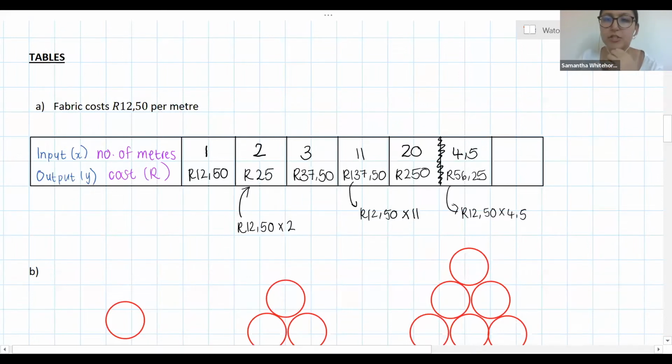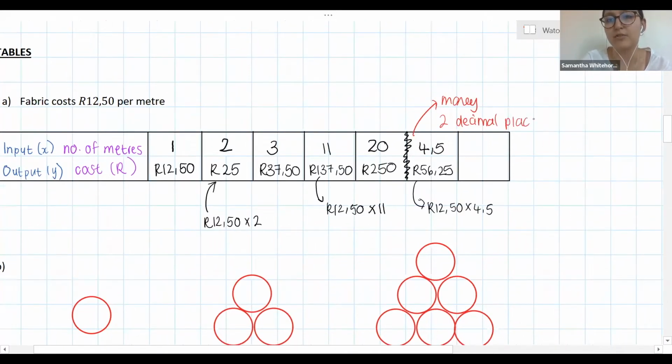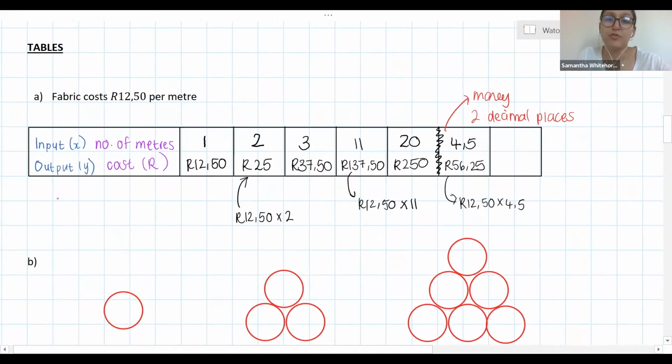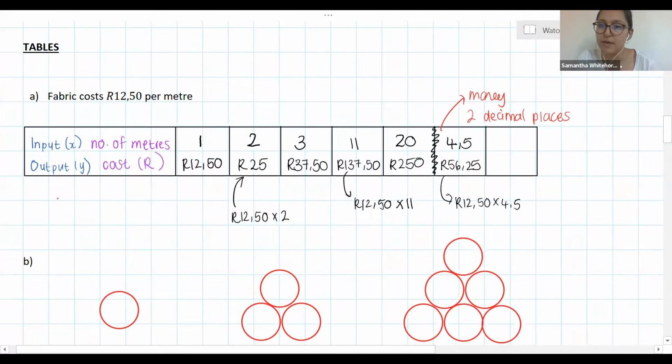Now, just as a bit of a side note, money: we always round to 2 decimal places unless they tell you specifically to round off differently. So they might ask you to round off to the nearest Rand or to the nearest 10 cents or something like that. But money, we always work with 2 decimal places. So it's just something to bear in mind. Often people get a bit confused with the rounding off with money. So just remember, it is always 2 decimal places.